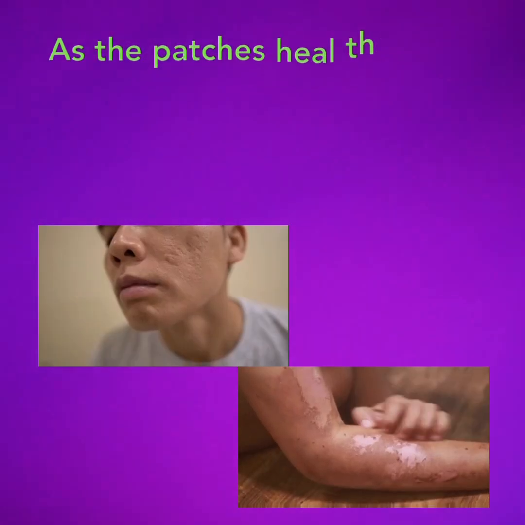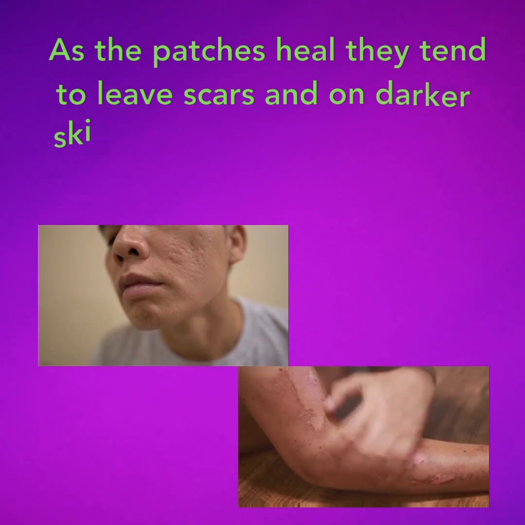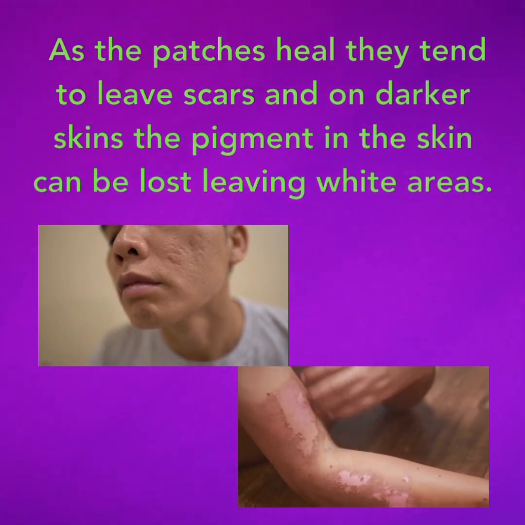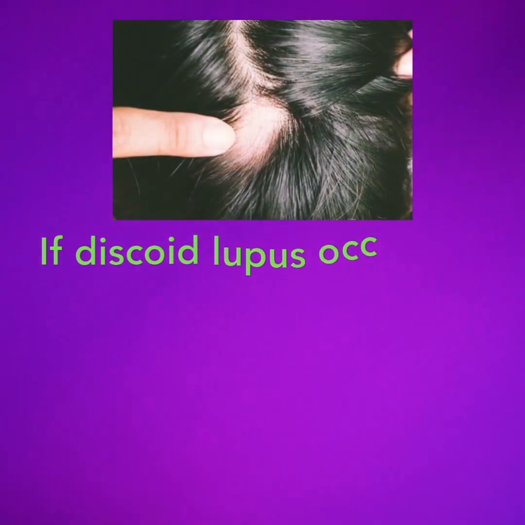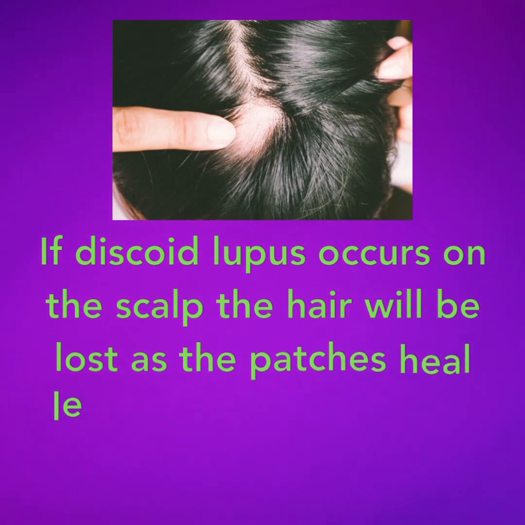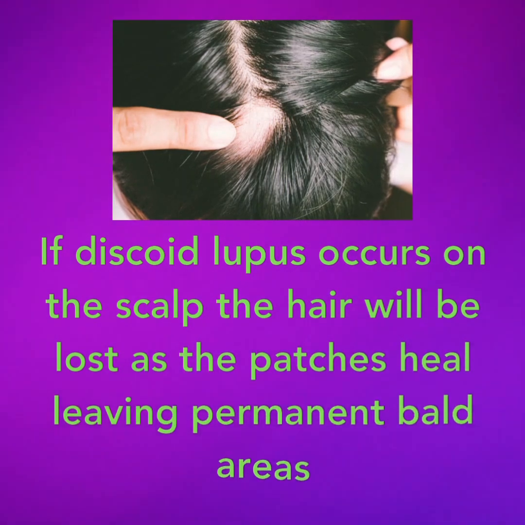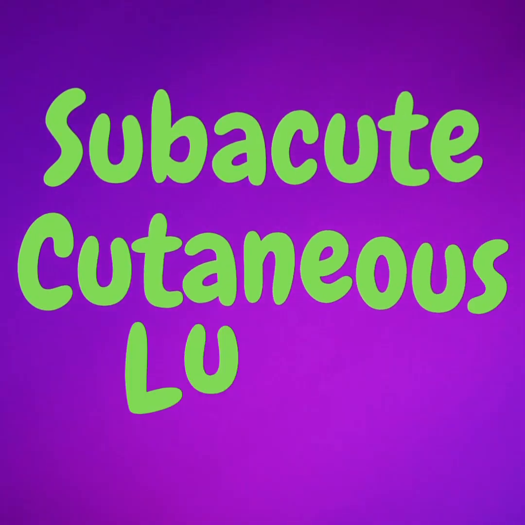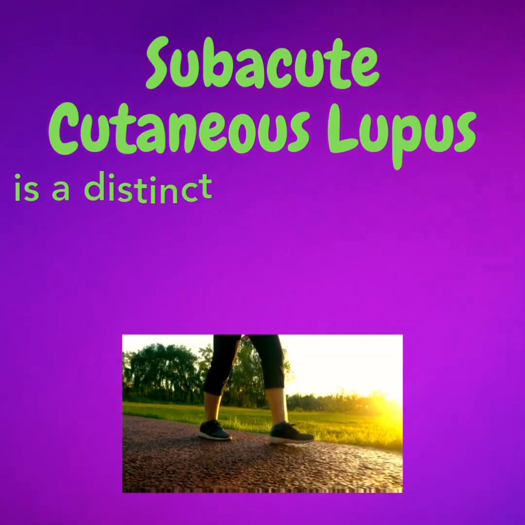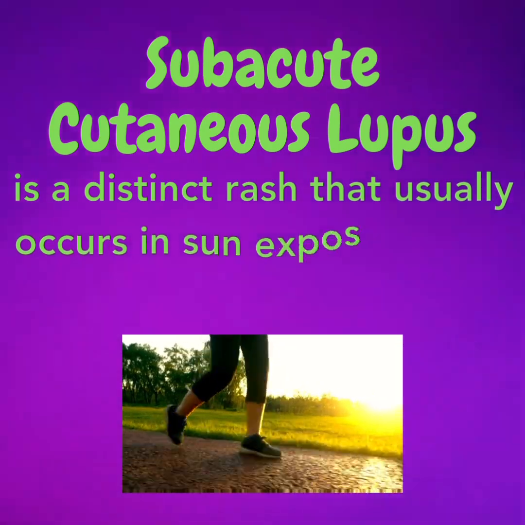As the patches heal, they tend to leave scars, and on darker skins, the pigment in the skin can be lost, leaving white areas. If discoid lupus occurs on the scalp, the hair will be lost as the patches heal, leaving permanent bald areas. Okay, so subacute cutaneous lupus is a distinct rash that usually occurs in sun-exposed areas of the body.